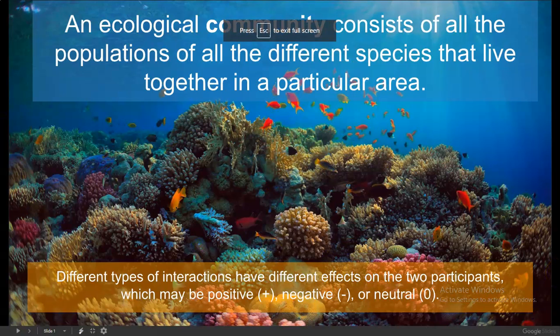Okay, so these notes are going to be on different types of community interactions. Remember that from our levels of organization, an ecological community are all the populations that live in one space at one time. And so you're going to have lots of different species in an ecosystem interacting with one another. Different types of interactions have different effects on the participants, and these effects can either be positive, negative, or neutral. Positive will show with a plus sign, negative with a negative sign, and neutral with a 0.